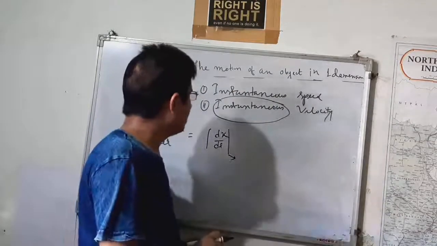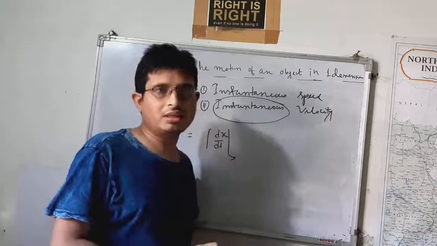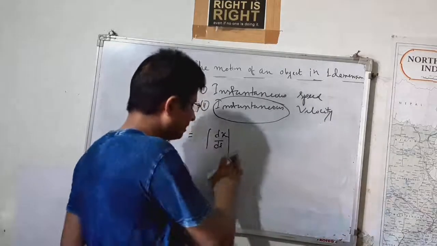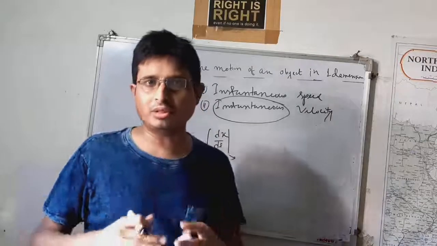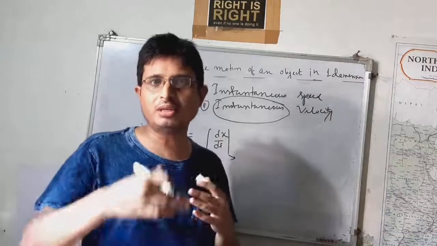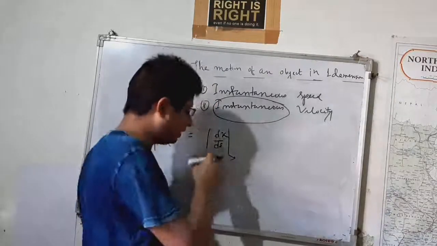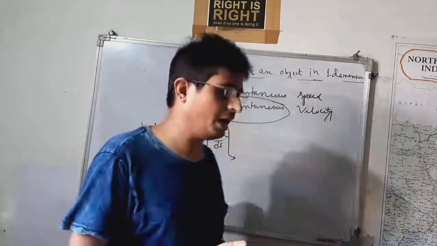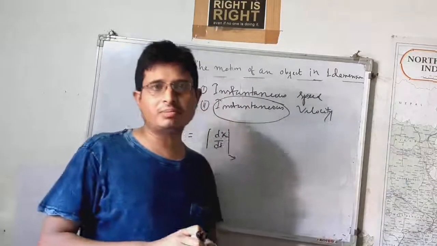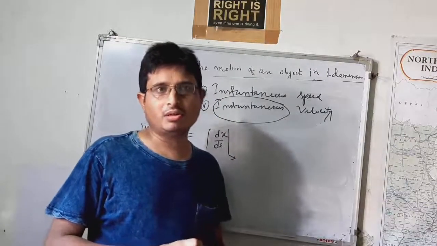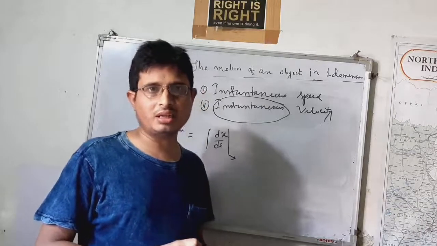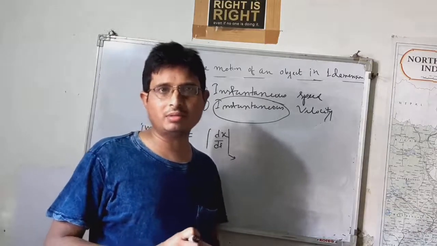Since velocity is a vector quantity, it has both magnitude, a numerical value, as well as some direction. That numerical value is known as magnitude, and I have also explained the concepts of magnitude and direction in my lectures on vectors and scalars. I have added the link into the description. Please watch them.